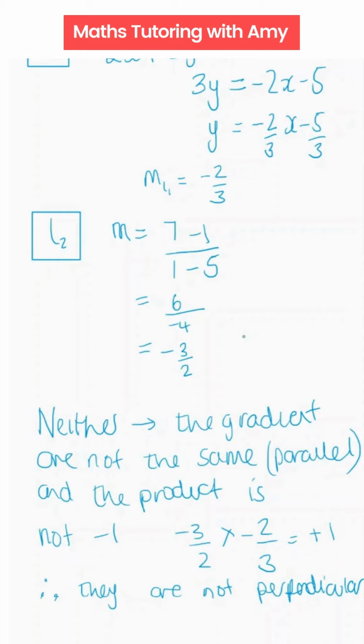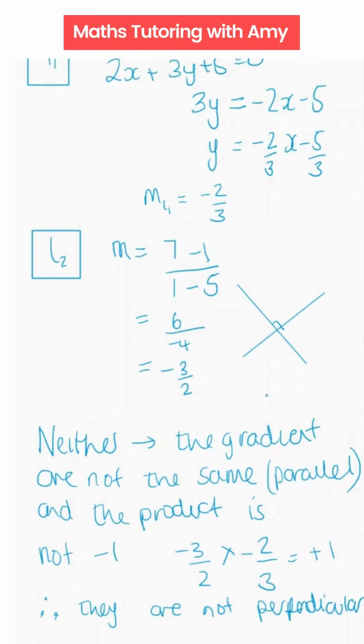Okay, and when you think about perpendicular lines, they are a 90-degree angle to each other. So one definitely has to be positive and one definitely has to be negative. Okay, there we go. Hopefully that was helpful.